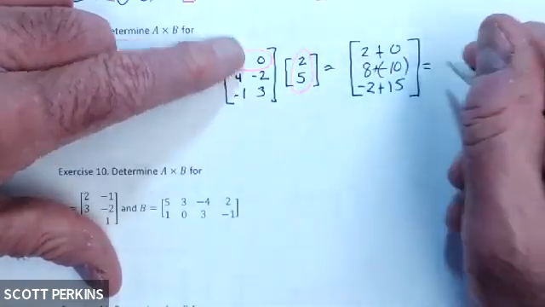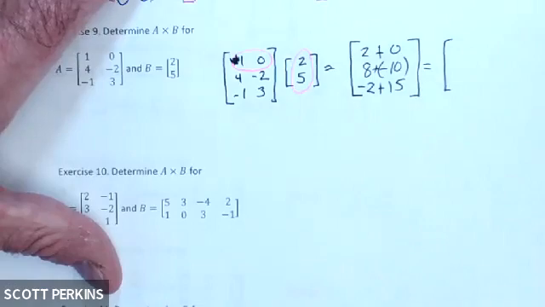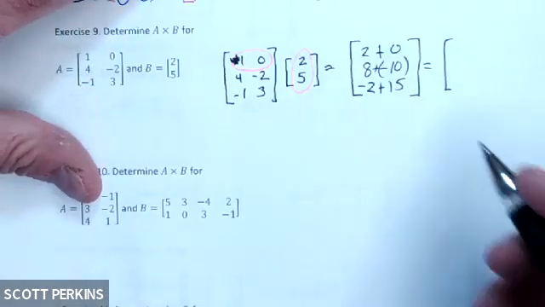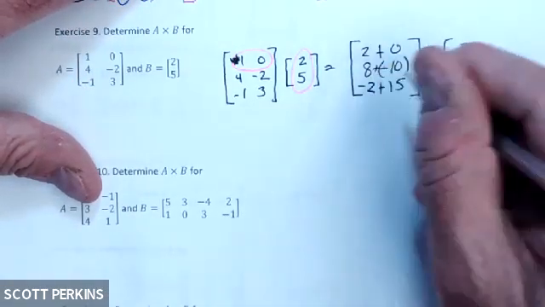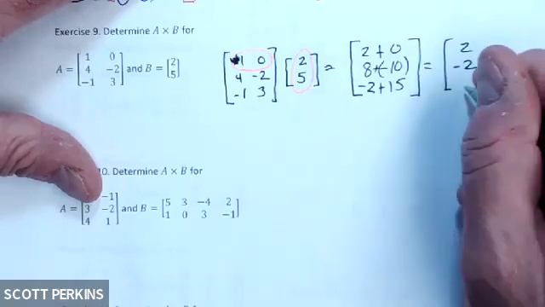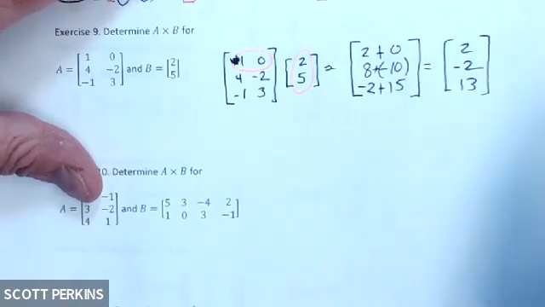And so I've got a 3x1 matrix. I've got 2 as the first entry, negative 2 as the second, and then 13 as the third.